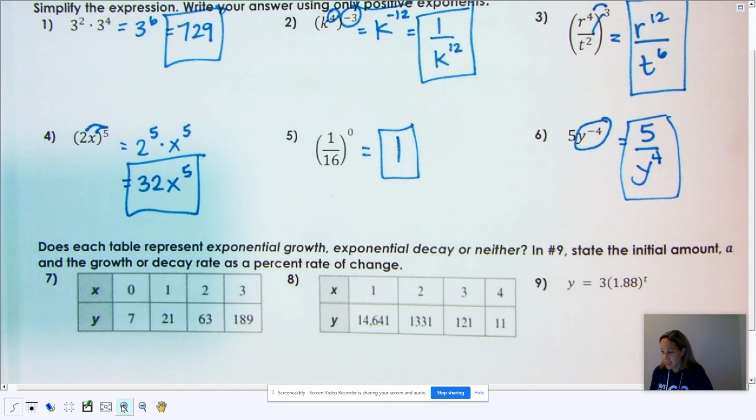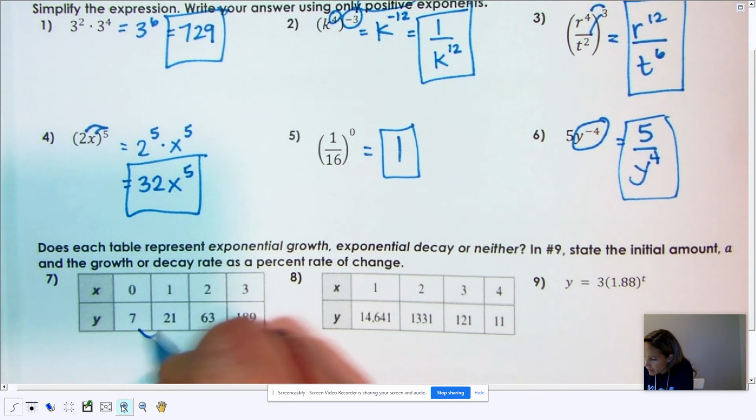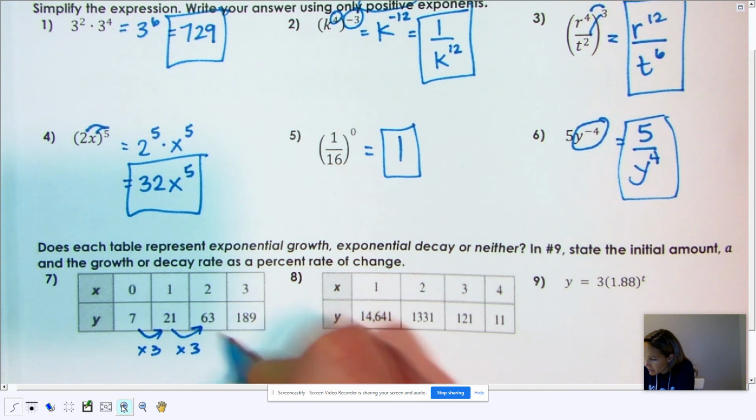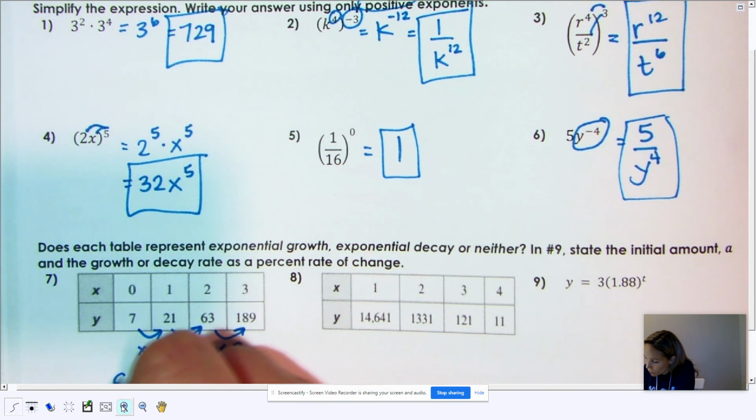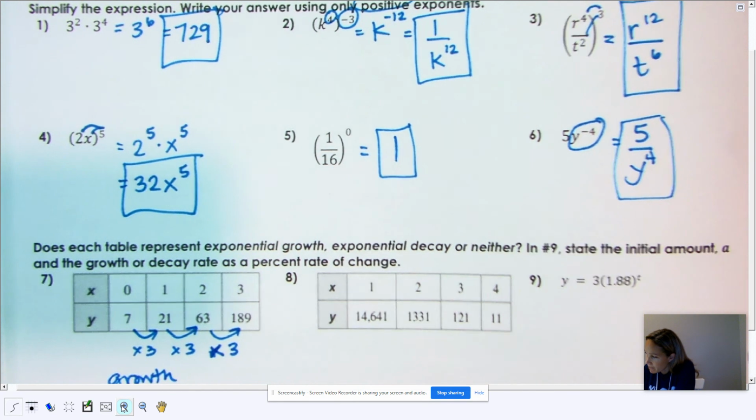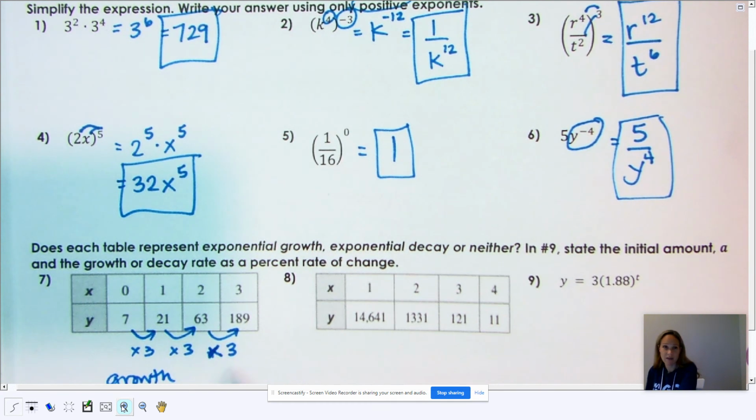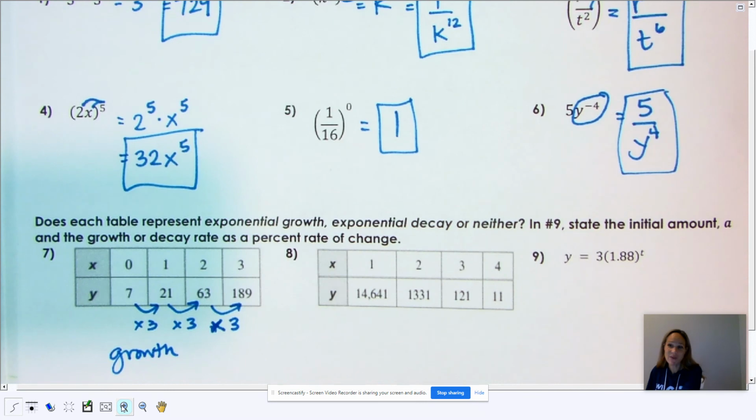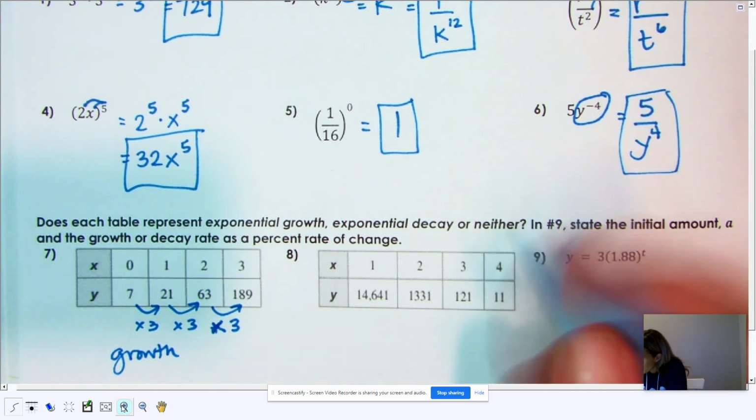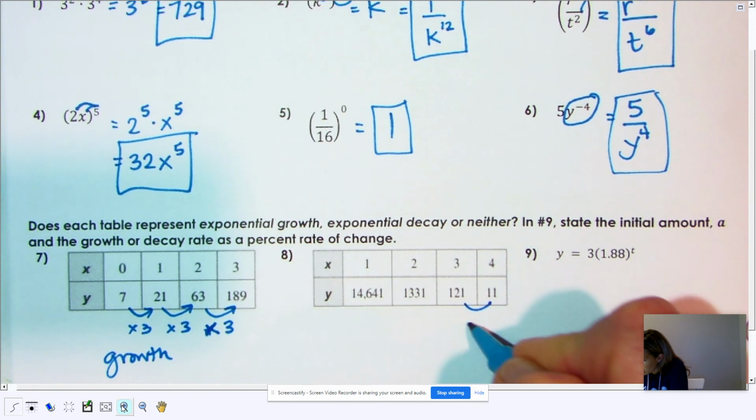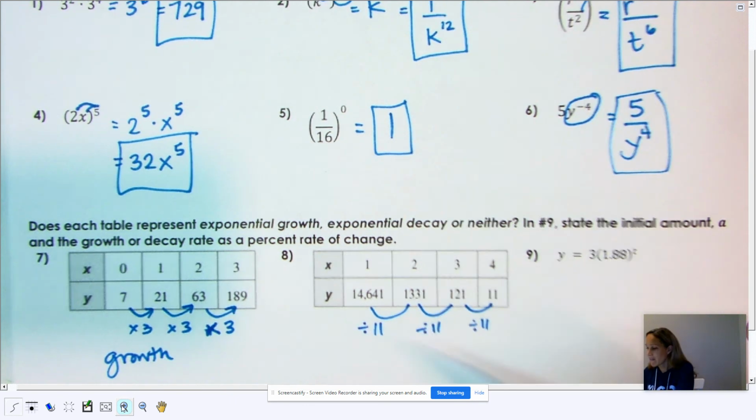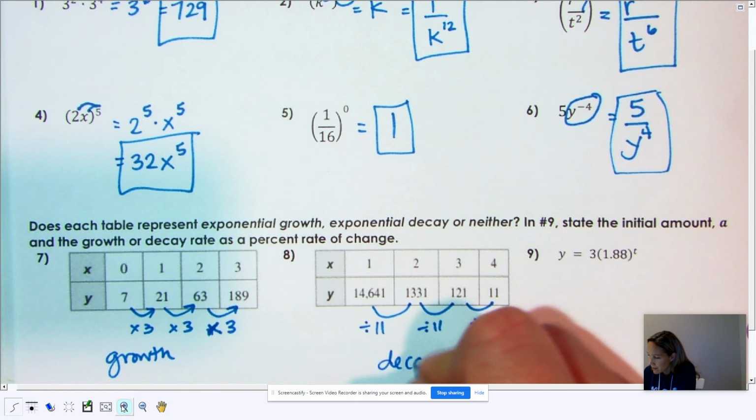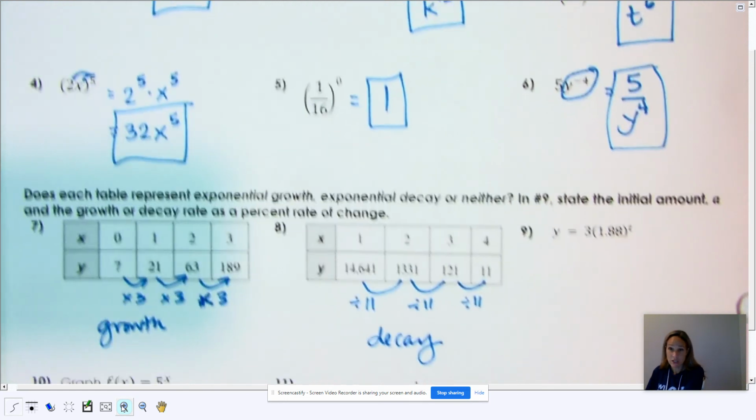Looking at number 7 now, we need to see, does this represent growth or decay or neither? Well, this one was times 3, times 3, times 3. So this is exponential growth. And the common ratio was 3. So looking at number 8, I'm going to start with the easy ones here. This was divide by 11. So I'm thinking this is also divide by 11 and divide by 11. And so this is decay because it's decreasing by the same ratio.